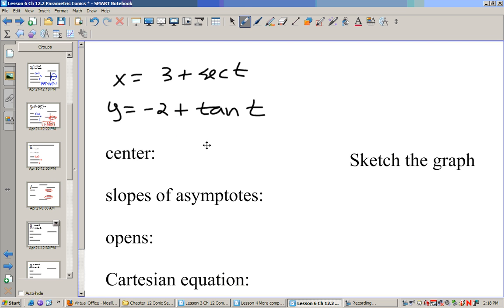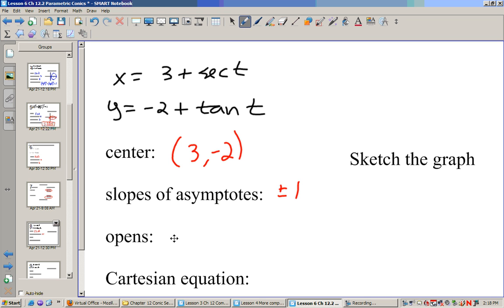So in this case, the center, same transformations as before. The center is at 3, -2. The slopes of the asymptotes is going to be positive, negative. These two numbers, the y number over the x number. But in this case, it's just going to be 1 over 1, which is 1.